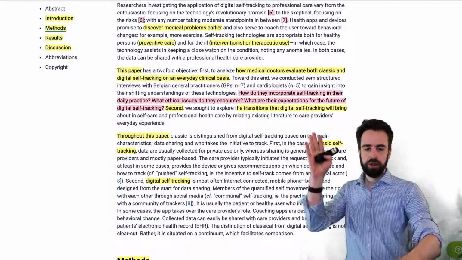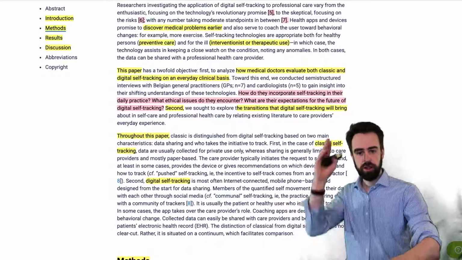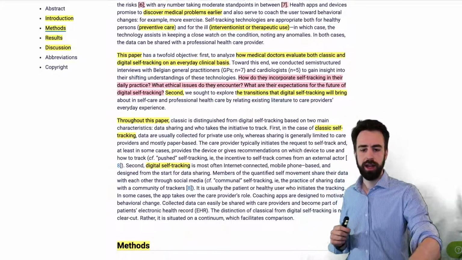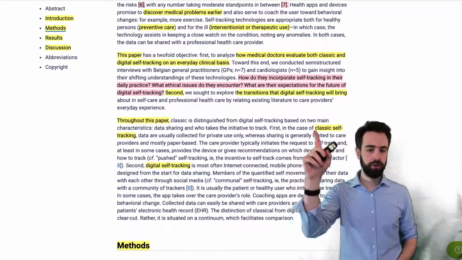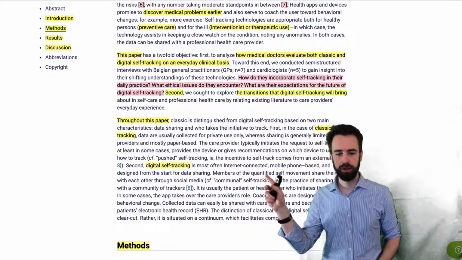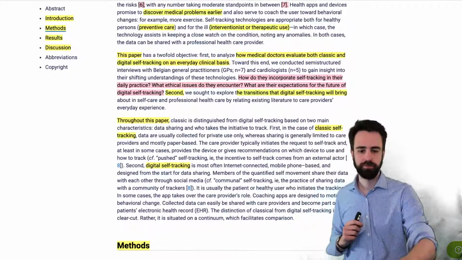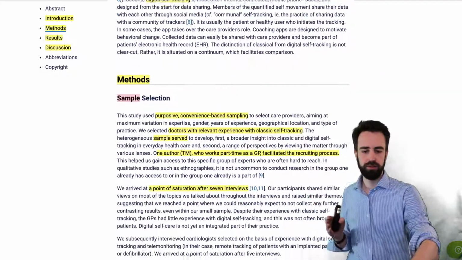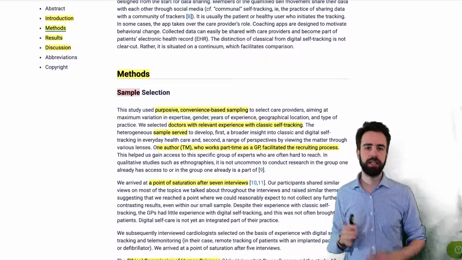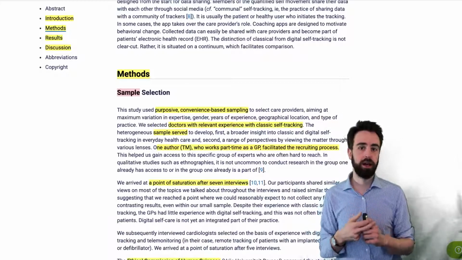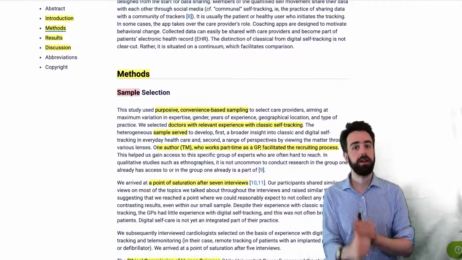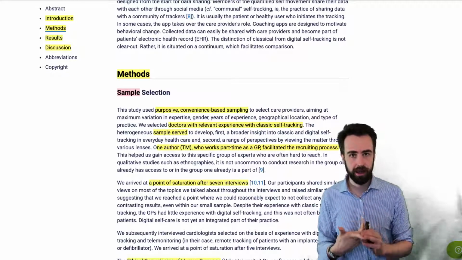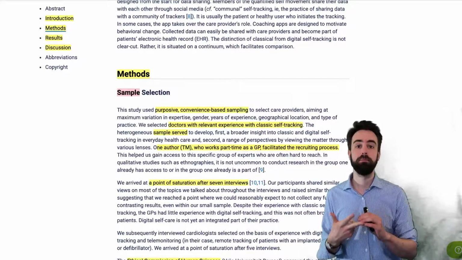Alright, so now we're introduced to the current study, the current research questions, and then we get even a little bit more concrete here. So what do we understand with classical self-tracking and what do we understand with digital self-tracking? Now we move on to the methods section. So in the methods section, we have three things that we discussed. How were our data gathered, how were our data analyzed, and how were our data measured.